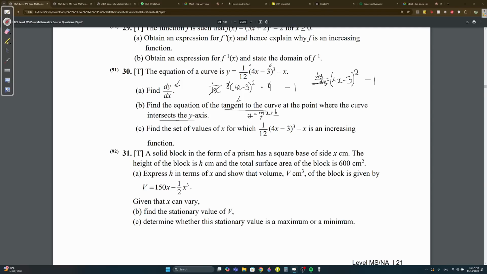They said it intersects the y-axis. What does intersecting the y-axis mean? It means the y-intercept, for example if you have a graph like this, over here is the y-intercept. And how do you find it? It's when x is equal to 0. So basically at x equals 0.